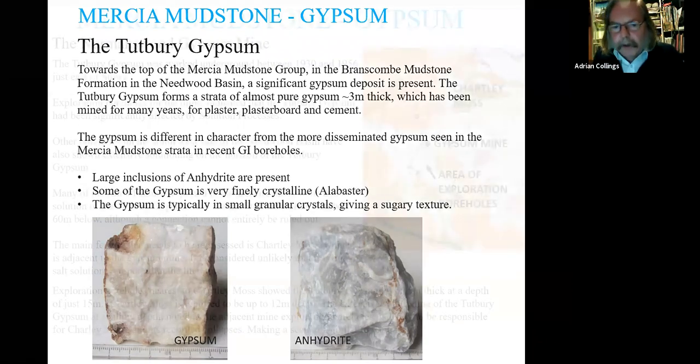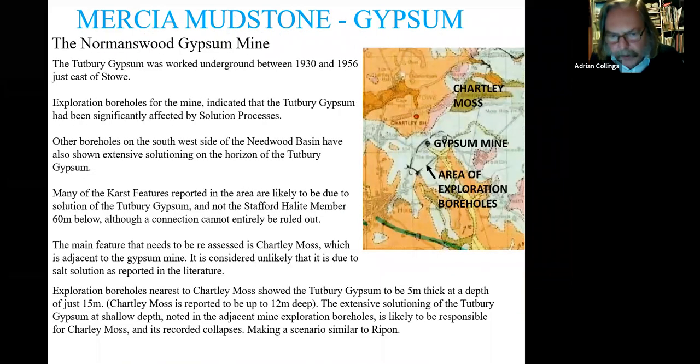I now want to talk about the Northwich gypsum mine. As well as a major area of mining fold, the Tutbury gypsum was worked underground between 1930 and 1956, just east of Stowe, which is northeast of Hixton, not far, to the northeast of the Trent Valley.